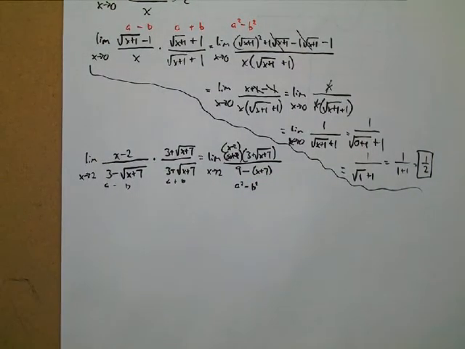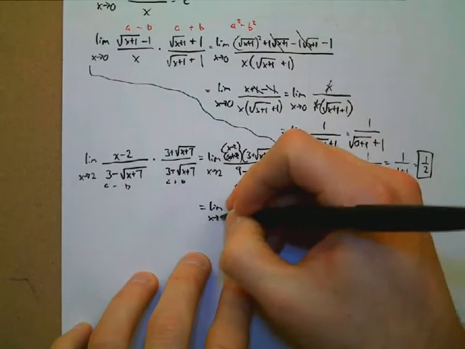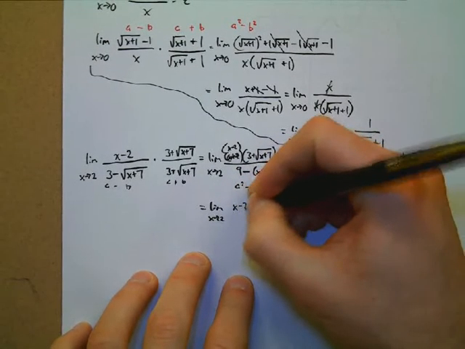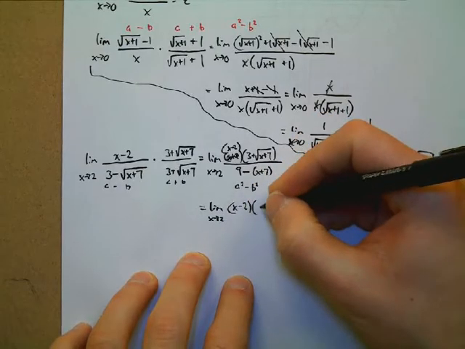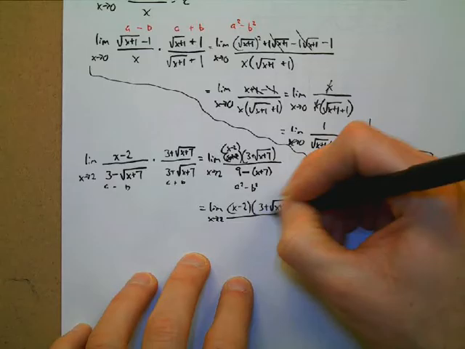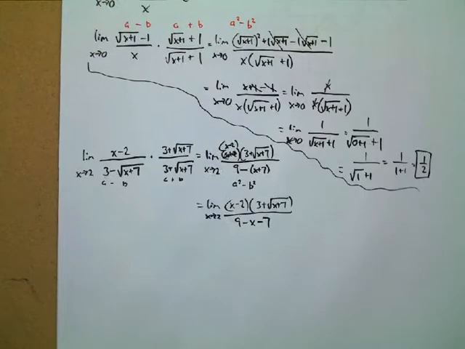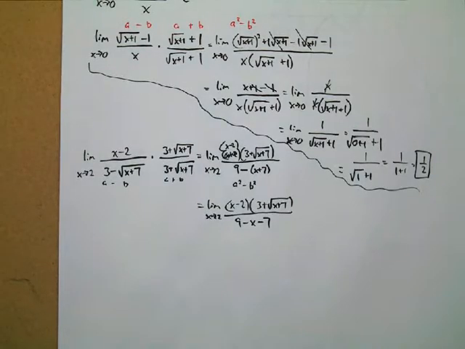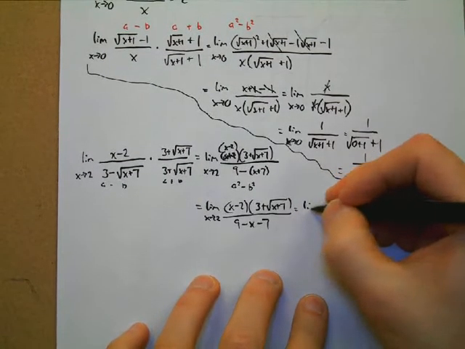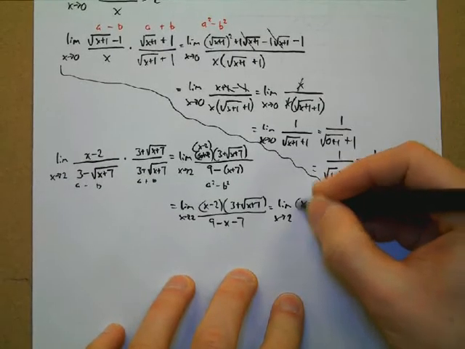Alright, so let's simplify here. We get the limit as x approaches 2 of x minus 2 times 3 plus the square root of x plus 7. Okay, so if I distribute the minus sign here, and again, I'll take the time to take the steps here, we have 9 minus x minus 7, which if I write another step here, we get x minus 2 times 3 plus the square root of x plus 7 all over.